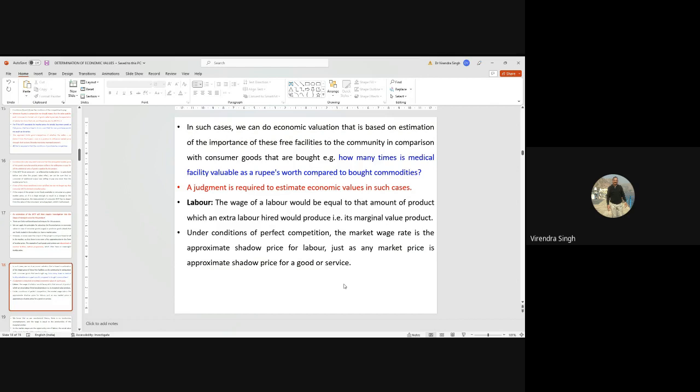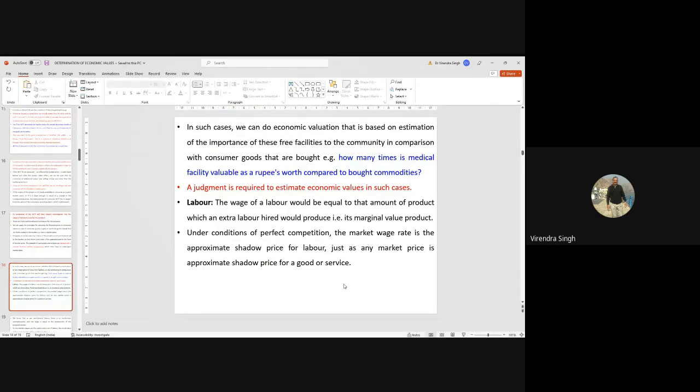In such cases, we can do economic valuation based on an estimation of the importance of these free facilities to the community in comparison to the consumer goods that are bought. For example, how many times a medical facility is valuable, as a rupee worth or a dollar worth, compared to bought commodities. We can make a judgment. Judgment is required for estimation of economic values in such cases. These goods and services created by the project can be judged by the own judgment of the project analyst or project formulator.